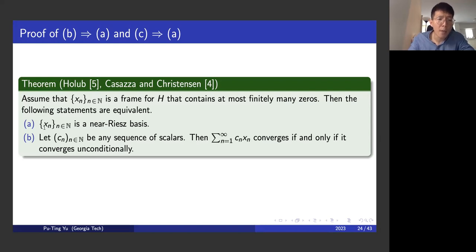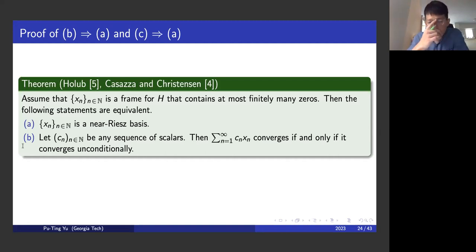Statement A, Xn is a near-Riesz basis. And statement B, if Cn is an arbitrary sequence of scalars, then the sum of Cn times Xn converges if and only if it converges unconditionally. Once again, the condition that Xn contains at most finitely many zeros is needed because we just cannot get from B to A if Xn contains infinitely many zeros, but we can still prove from A to B.